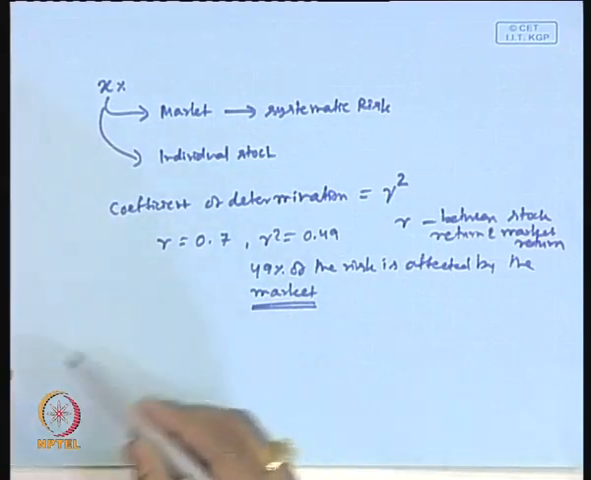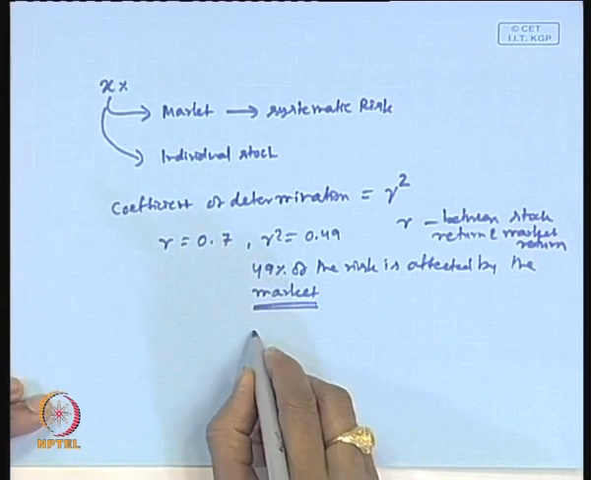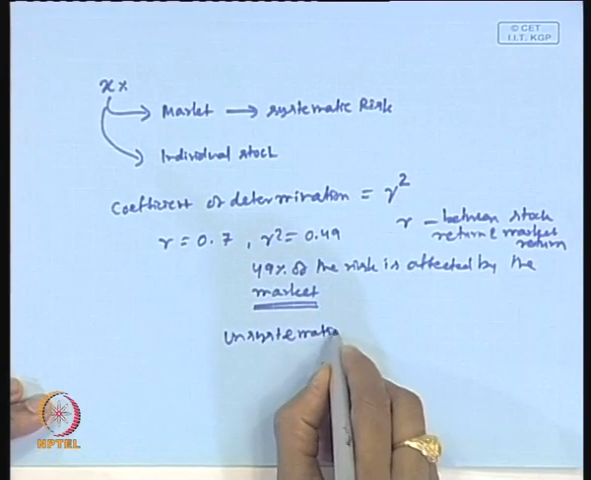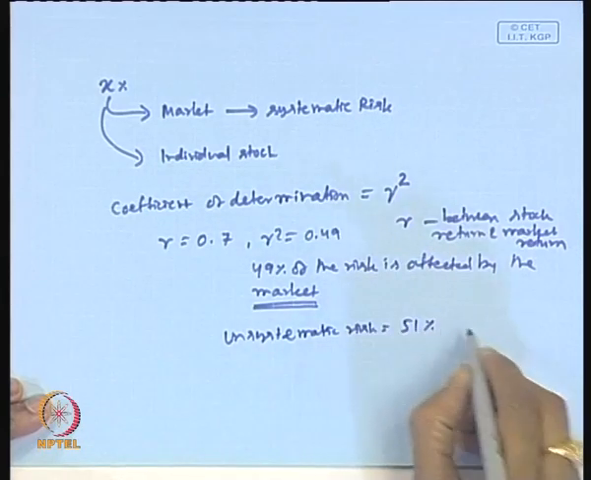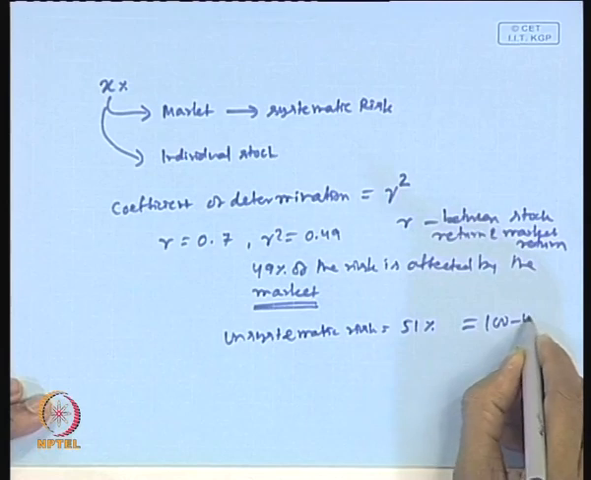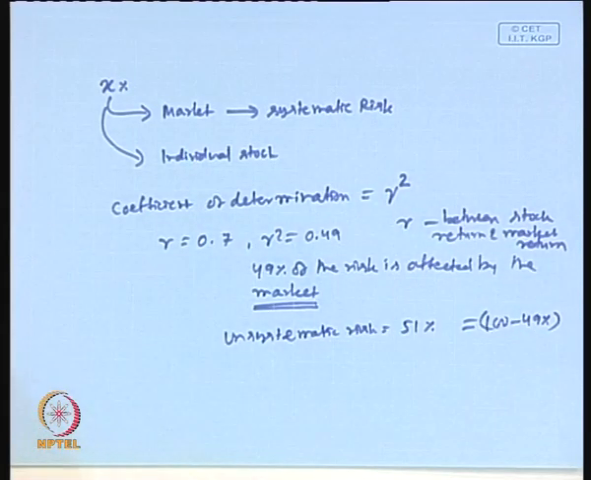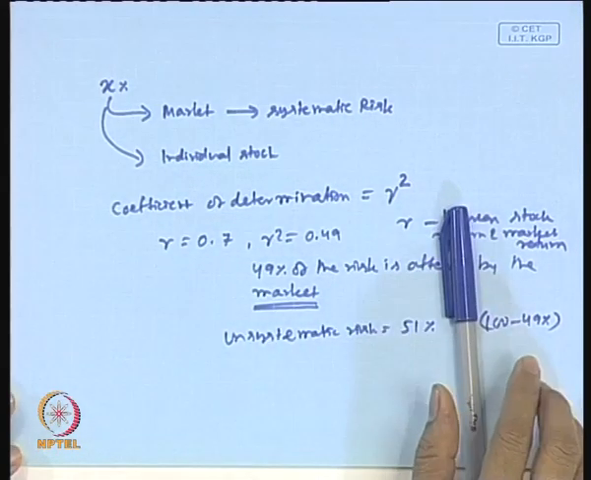This is another way one can find the systematic risk. So, the systematic risk portion is 49% and the unsystematic risk is obviously 51%, that is nothing but 100 minus 49%. So, this is the unsystematic risk. This 49% is market risk, which cannot be diversified. So, you can diversify to the extent of 51%.